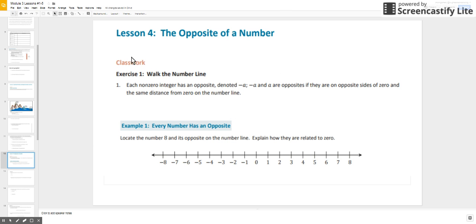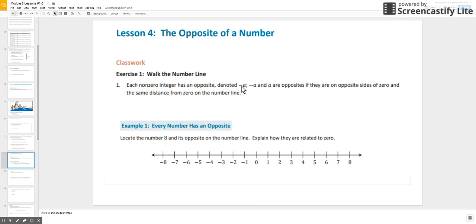All right, hello students. Today we're moving on with lesson 4, the opposite of a number. So let's go ahead and look at the first part. It says exercise 1, walk the number line. Each non-zero integer has an opposite. So as long as it's not 0, it has an opposite. It's denoted as negative a or opposite a.